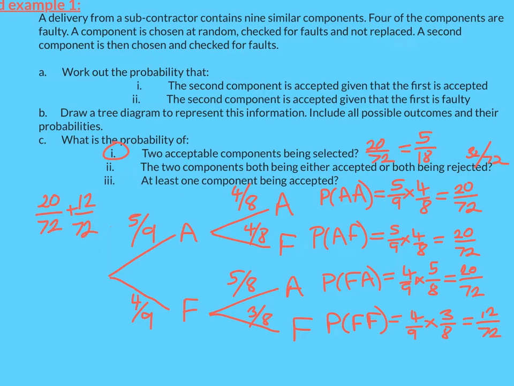Well, you could do this a couple of ways. You could either add together both accepted and all the 1 accepteds, and that will give you the total. Or if at least one is being accepted, then the only thing you can't have is both being rejected. So you could do 1 take away this. And let's look at both and show that we will in fact get the same.